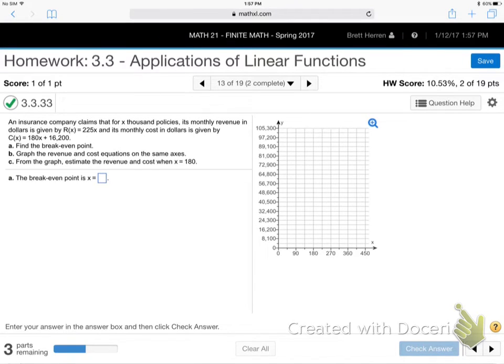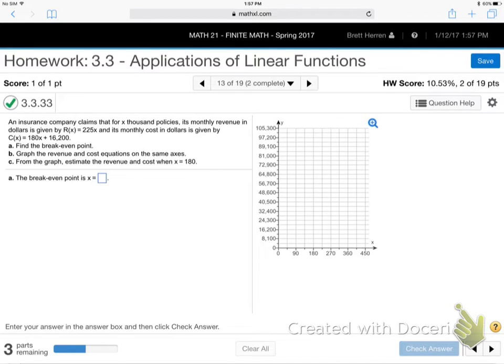So first off, an insurance company claims that for x thousand policies, its monthly revenue in dollars is given by this. So basically, we have a revenue function, right? That's money they take in. That's what they get from their policies. And its monthly cost in dollars, and there's the cost. That's what it costs the company to produce policies. They've got to pay employees to do all the paperwork, so it costs them something to do policies. Plus, they have an overhead cost, an initial cost of $16,200 to, I don't know what, buy the building they use and all that stuff.